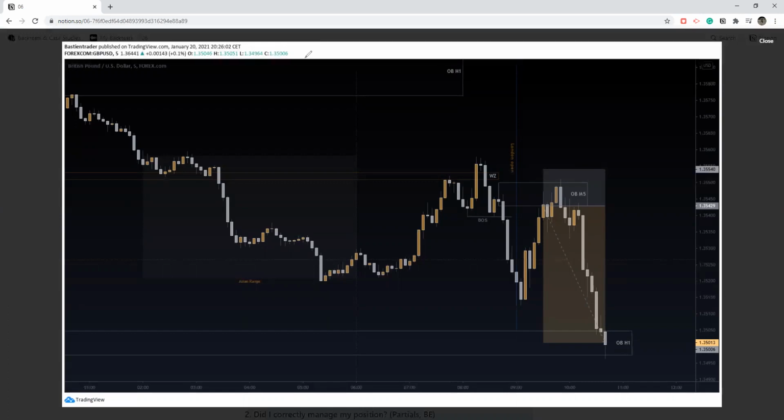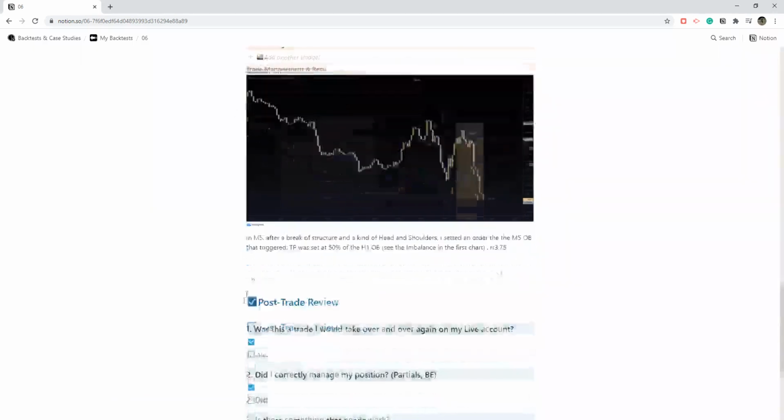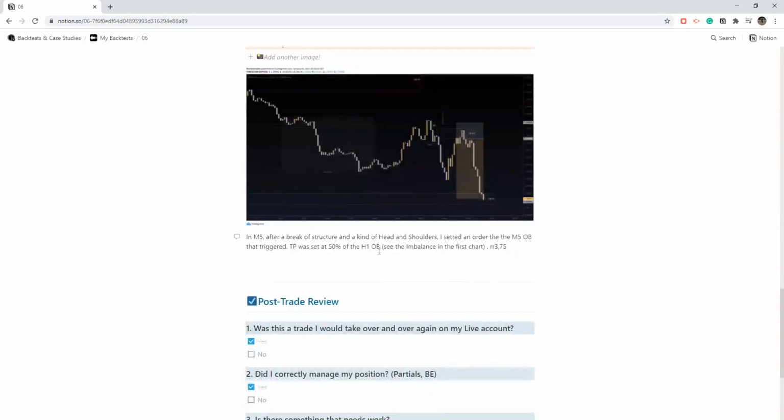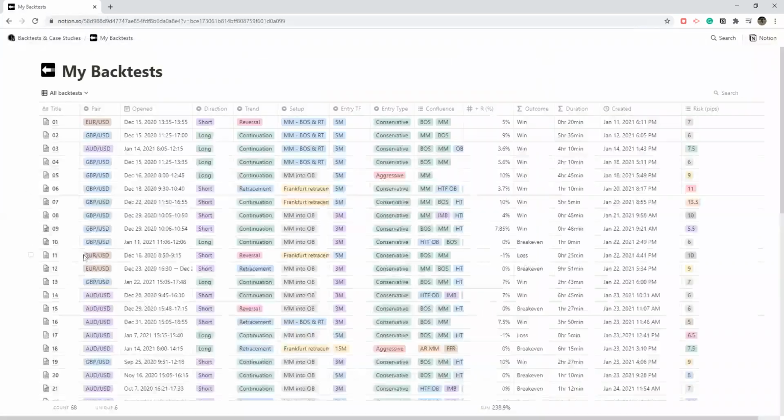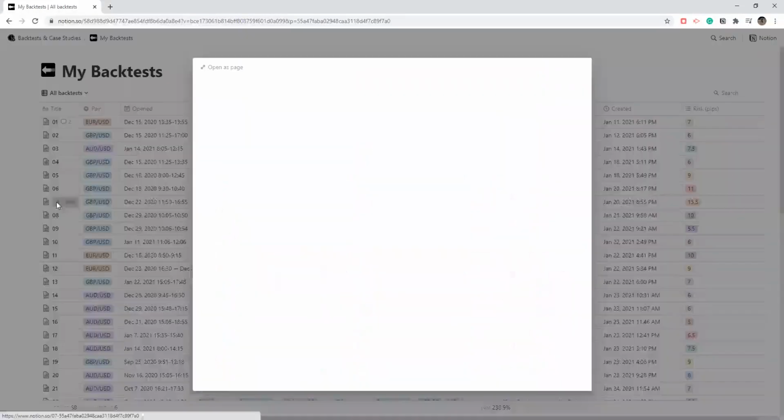Did it actually tap this OB if I draw a line like this? No, it didn't. Okay, it missed it by a bit. But yeah, break of structure, pullback into the hourly OB. Perfect. Yes. Price was at 50%. Yeah. Confidence in the Frankfurt retracement. Yes, they worked really nice. All right. So far, really good.